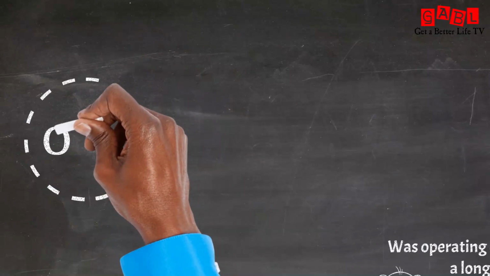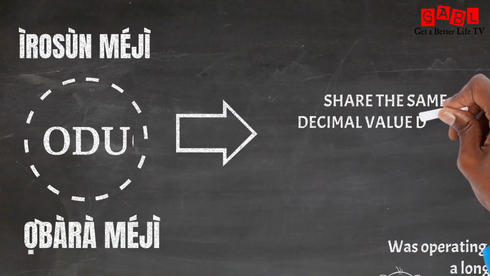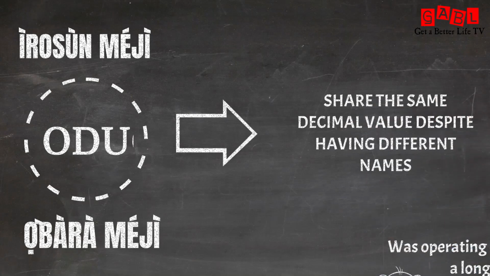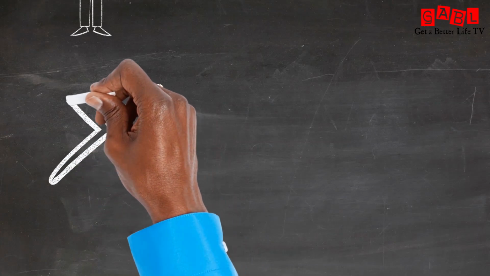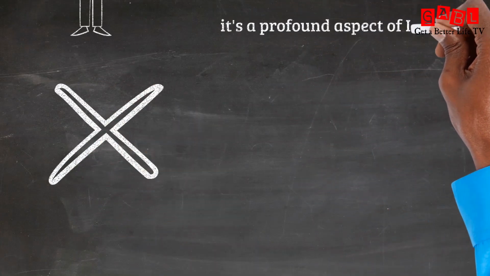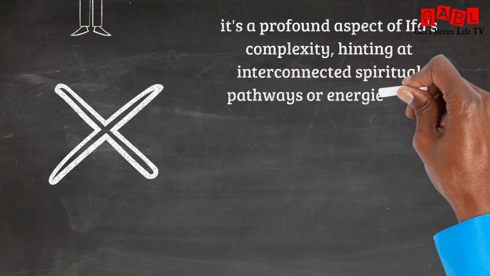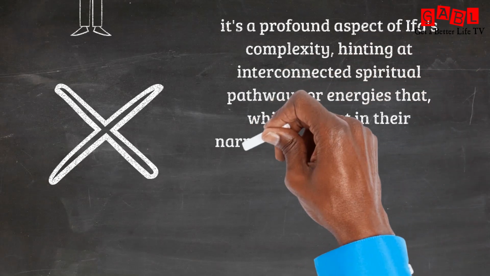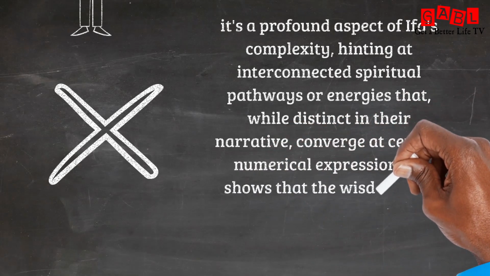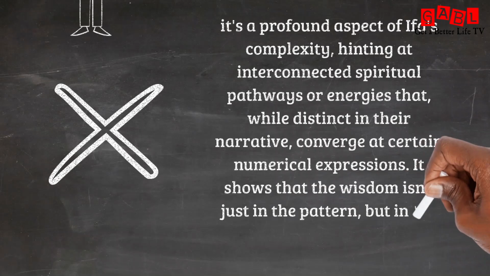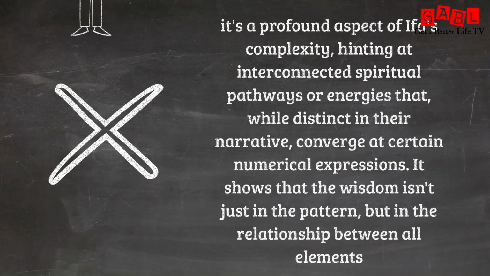You might have noticed that the Odu, like Irosun Meji and Obara Meji, share the same decimal value despite having different names. This is not an error. It's a profound aspect of Ifa's complexity, hinting at interconnected spiritual pathways or energies that, while distinct in their narrative, converge at certain numerical expressions. It shows that the wisdom isn't just in the pattern, but in the relationship between all elements.